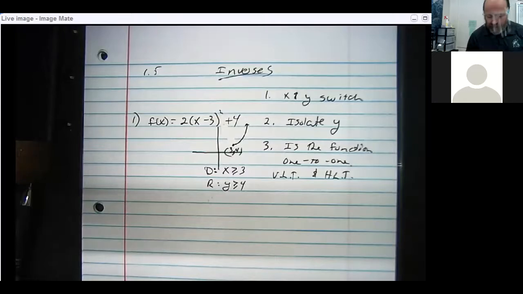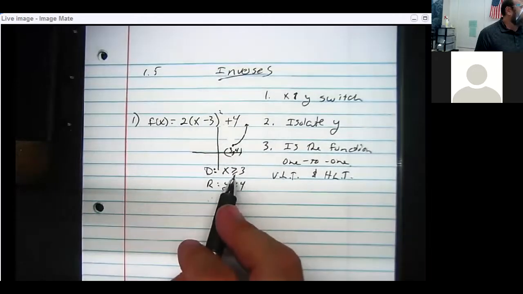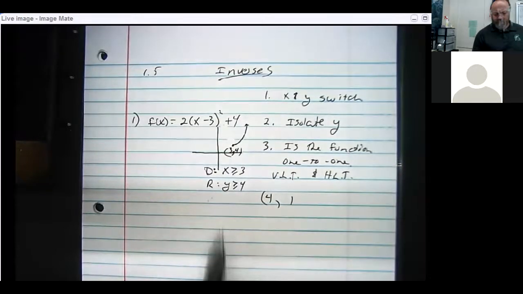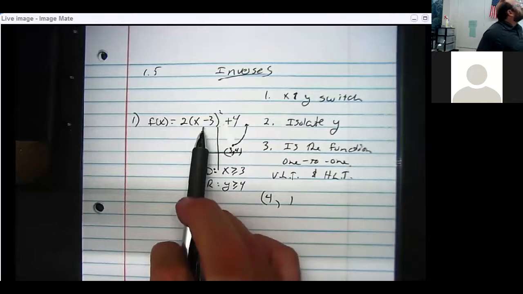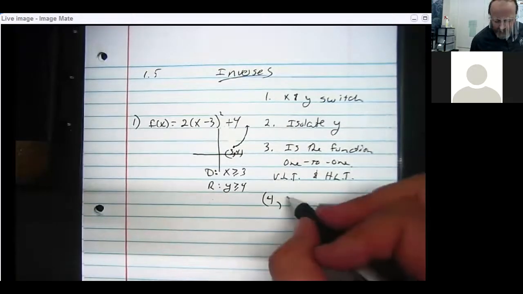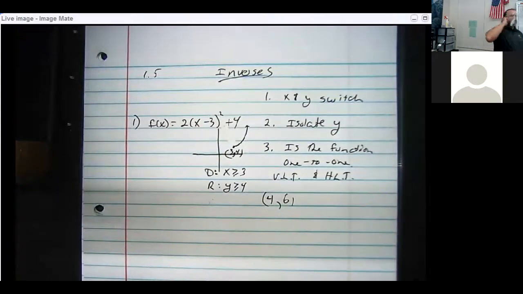So just for fun, could somebody give me a number not too big above 3? What's that? 4. That's fine. That was pretty easy. Let's plug in 4. What is 4 minus 3? Squared is 1, times 2 is 2, plus 4 is 6. Did I do that right? Okay, so if I have done this right, what should happen on my inverse? I should get 6, 4. Okay, so here we go.